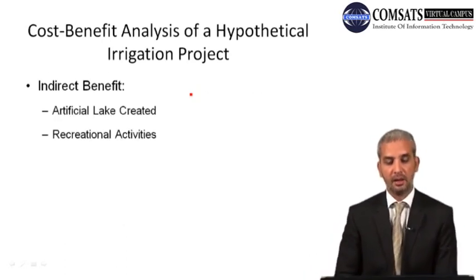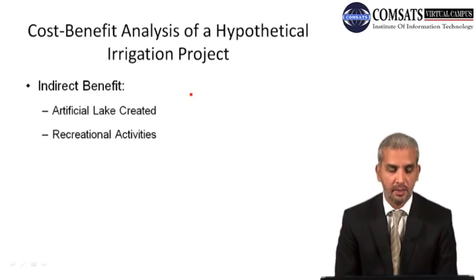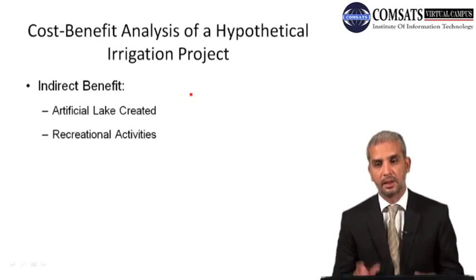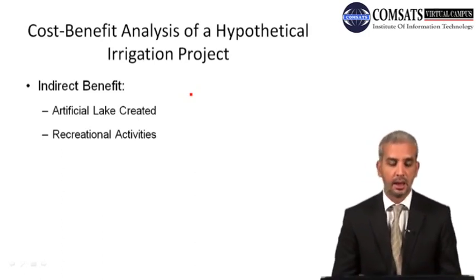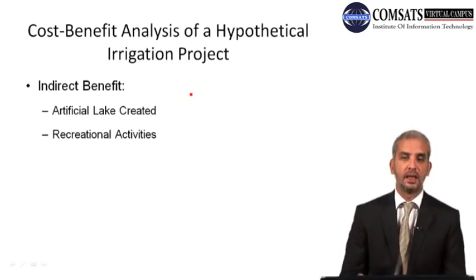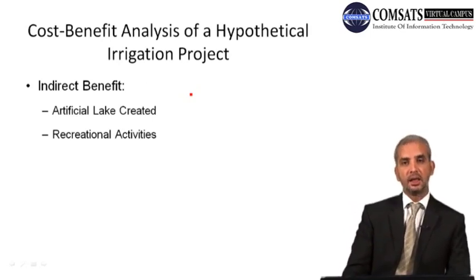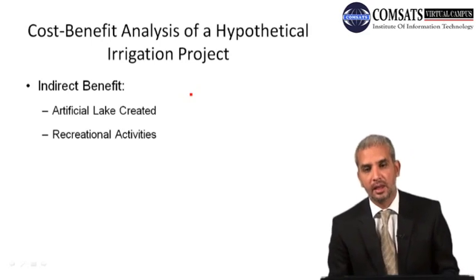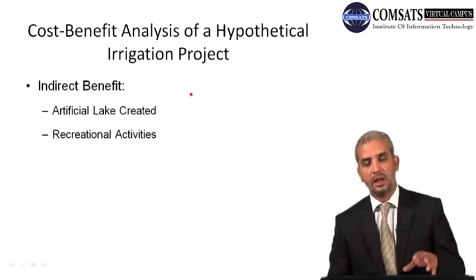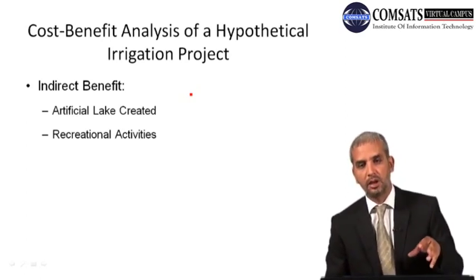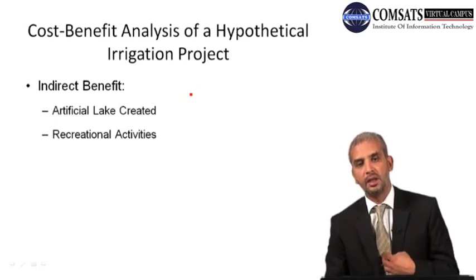Now, what would be indirect benefits? An indirect benefit might be, for example, when they create a reservoir for storage of water for that irrigation facility. They might create an artificial lake out of that. If that artificial lake is created, it can also be used for recreational activities. Now, how do we put a price tag on those recreational activities? It is no doubt difficult to calculate the utility that people derive out of recreational activities, or to put a dollar value on it.